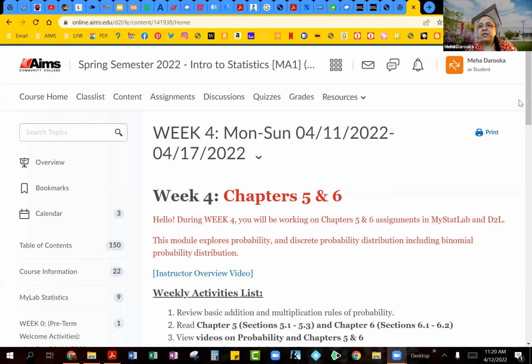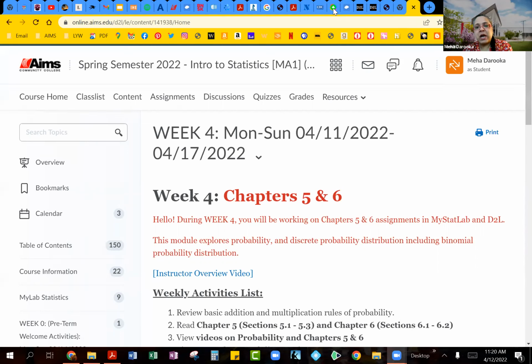Alrighty. So this week, we actually start combining our chapters. As you will see, you are working on a combination of chapters 5 and 6. They are both related to probability. Chapter 5 introduces you to probability and the basic rules about probability. And then in chapter 6, we'll get into discrete probability distribution. And then we'll continue that discussion about probabilities as we move forward also.